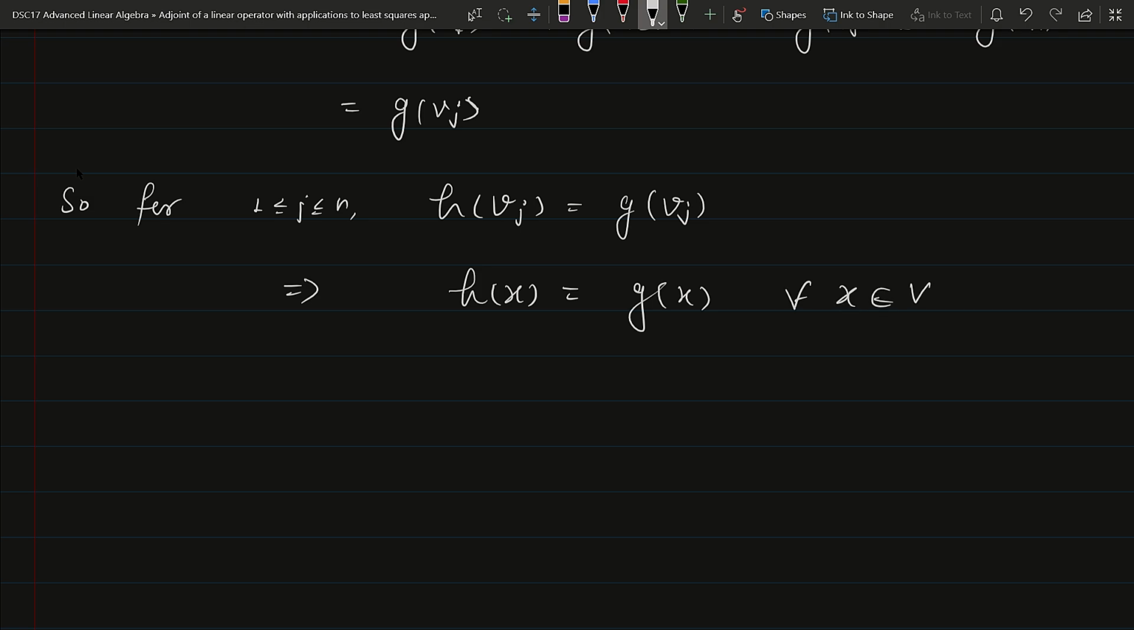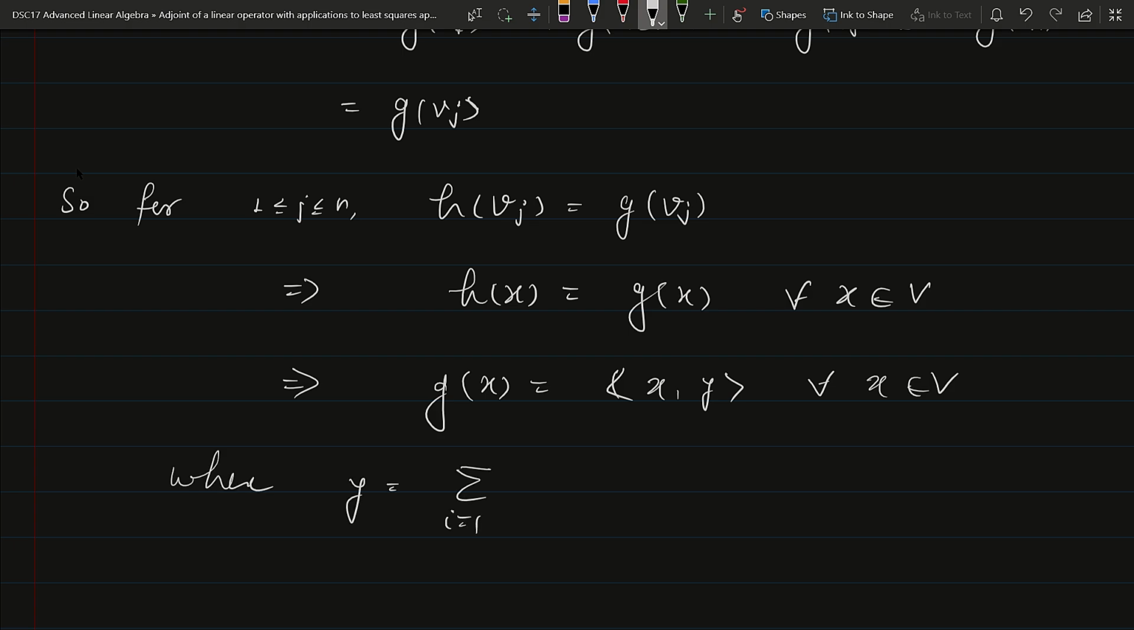Now we know what h x is. h x is the inner product x comma y. So we can write, this implies that g x is equal to the inner product x comma y for all x belonging to V, where this y is the summation i running from 1 to n of g vi bar times vi. Okay, so this y is fixed. So this shows the existence of y.